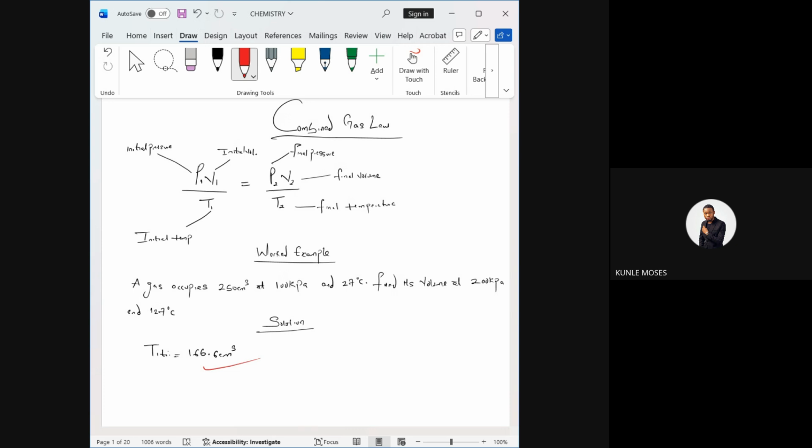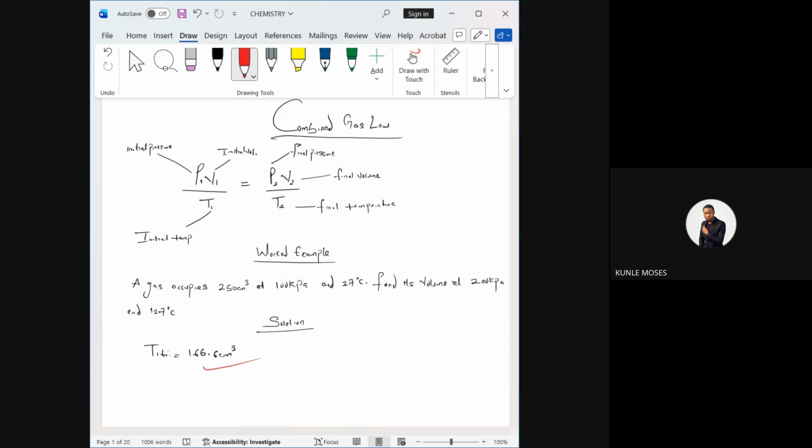They said a gas occupies a volume of 250 centimeter cube at 100 kPa and 27 degrees C. Everything they gave us here is for our initial values. V1 is 250, P1 is 100, T1 is 27 plus 273, which is 300. Is that taken? Then they said we should find its volume, so we are finding the final volume, which is V2, right? At 200 kPa, that means our P2 is 200 kPa, isn't it?